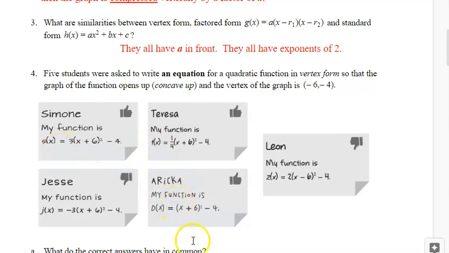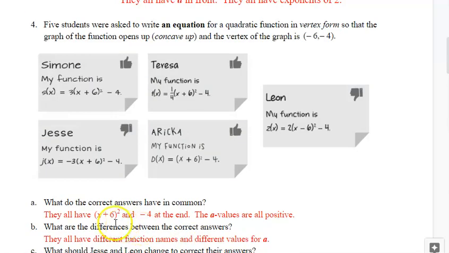So each one of theirs have those things in common. They all have the x plus 6 squared, the negative 4 at the end, and the a values are positive. What are different? Well, each of their names are different. So Simone has an S, Teresa has an F or T, I'm not sure what that is, and Erica has a D, so those are different. They have different values for A: 3, 1/4, and 1.